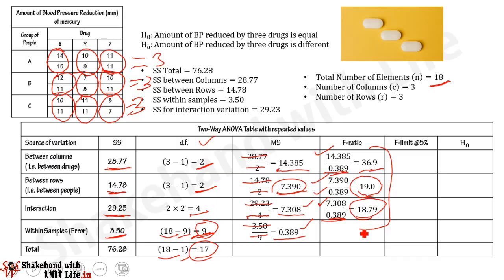So here we have three F ratios, corresponding to the variation between the columns, the variation between the rows, and the interaction variation, right? Now we compare these three F ratios with the corresponding F limit at the 5% significance level. And how do we calculate the F limit? We'll see in the next slide.